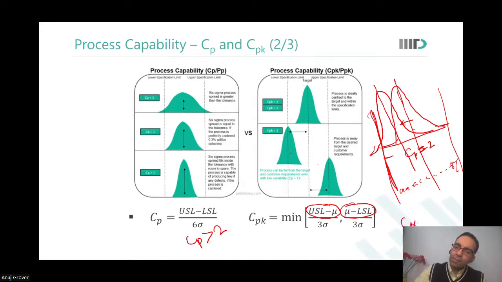So my CPK, which was 2 initially because mean was 6 sigma away, 6 sigma by 3 sigma is 2. So it was 2 initially. If it is now just 3 sigma away, it has now degraded to 1. And at that, you realize that there will be yield loss. 22%, 23%. Some yield loss will start to happen. That is why you want CPK to be greater than 1.33.